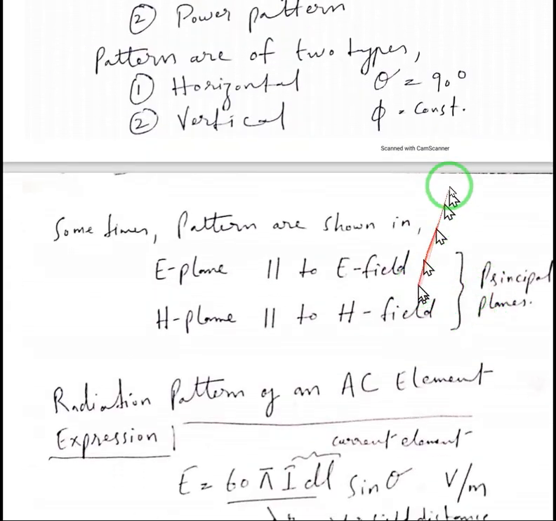Sometimes the pattern has been shown as electric and magnetic field planes. If the pattern is perpendicular to the E field, the pattern will be termed as the electric field plane, and if the pattern is parallel to the magnetic field, it is known as the magnetic plane. These both planes are called the principal planes.